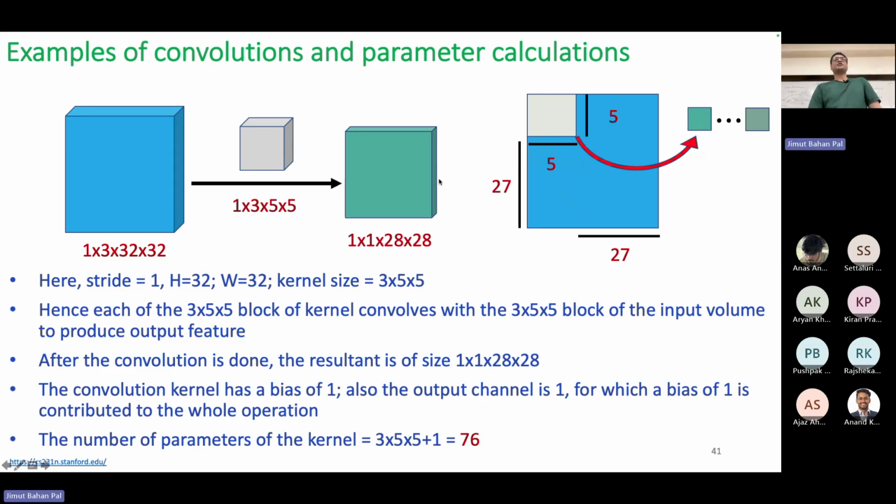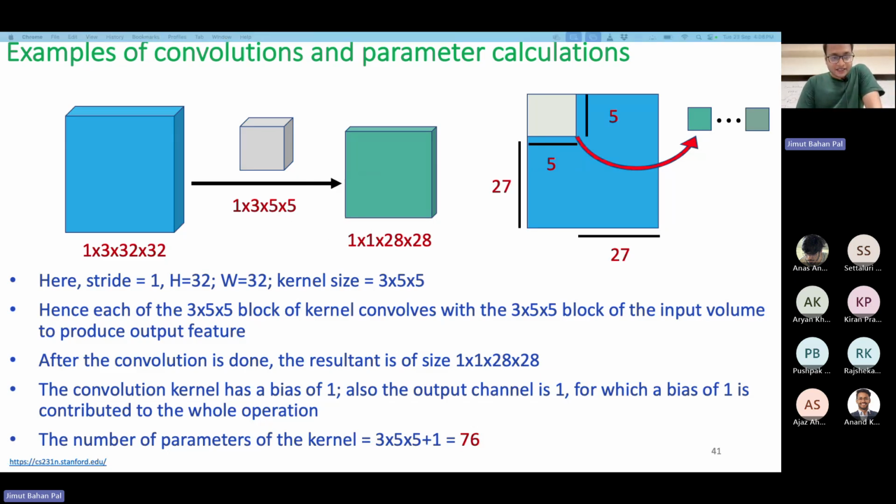So what is the number of parameters for this task? Parameters are for each of these kernels. This kernel will have a single bias because the output is of dimension 1. The channel in the output is 1, so this will have a bias of 1. And the number of parameters will be all the elements of this kernel, 3 cross 5 cross 5 plus 1, which is 76.